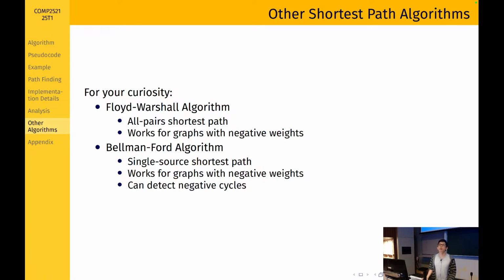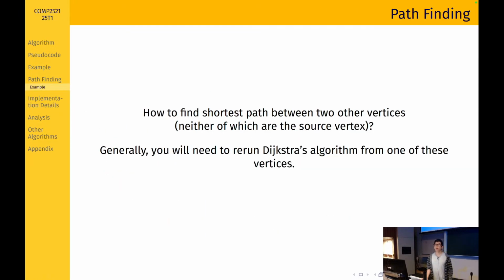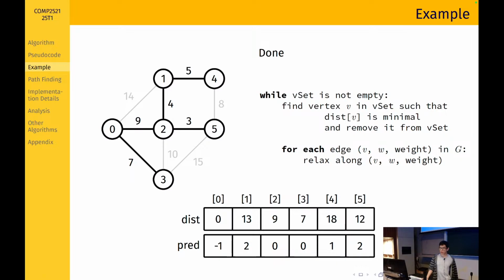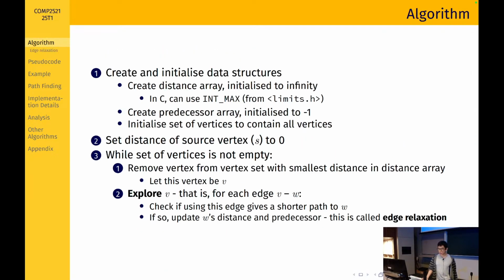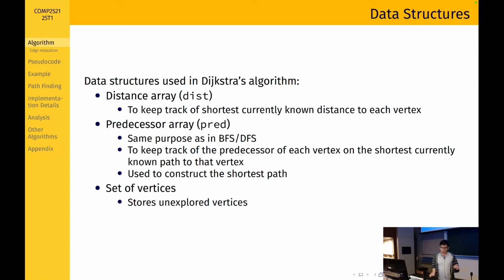Could you explain what set of vertices means? What are we trying to put in a set of vertices? Yeah. So what do we mean by the set of vertices? The set of vertices is the set of all the vertices that we haven't explored yet. In Dijkstra's algorithm, every iteration, we remove a vertex from the VSet, and we explore that vertex. Right, so the set of vertices just contains all the vertices that we haven't explored yet.